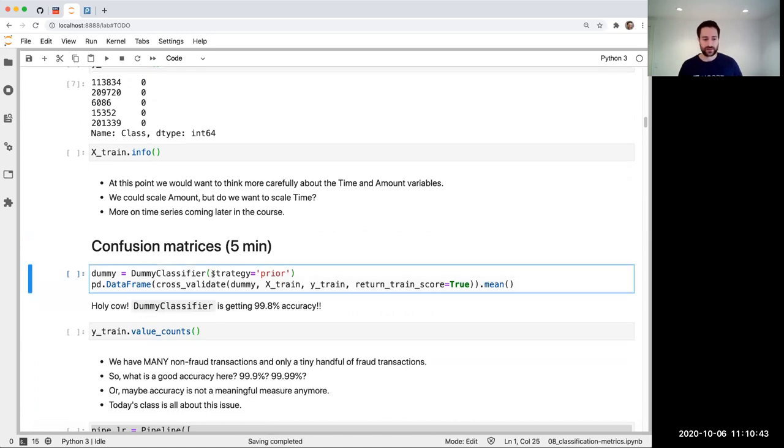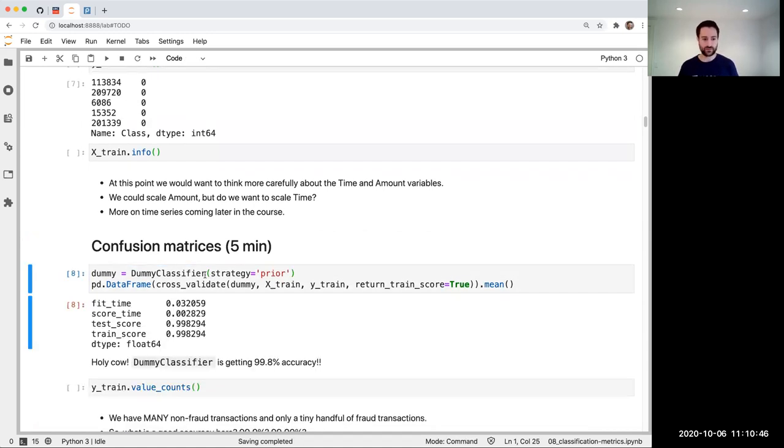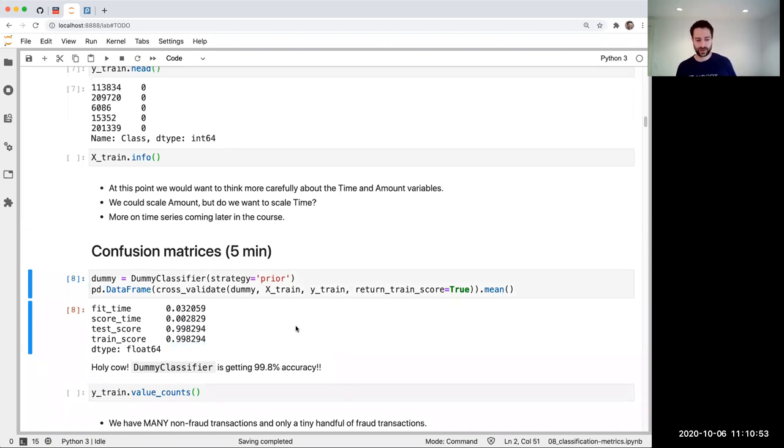Okay, so we start with our dummy classifier, and we see something kind of unusual that we haven't seen before, which is that dummy classifier seems to be doing awesome. It's getting 99.8% accuracy. And I mean, this was supposed to be like a silly thing that is totally ridiculous that predicts the same thing every time, and yet it's getting almost perfect. So that's what today's class is going to be about, what is going on here.